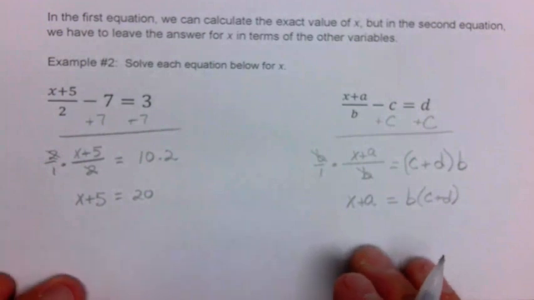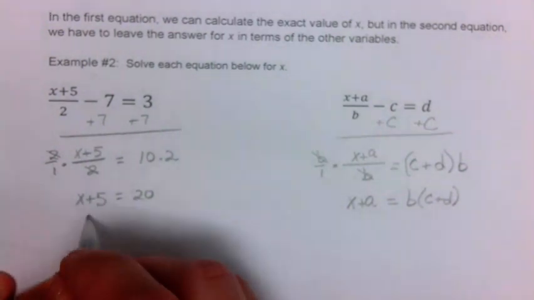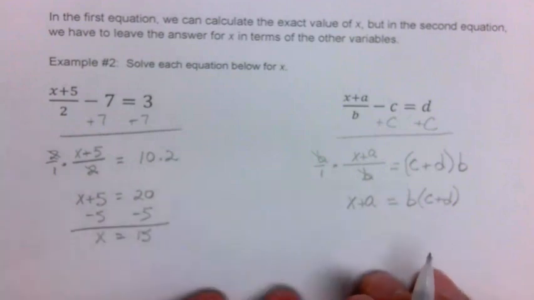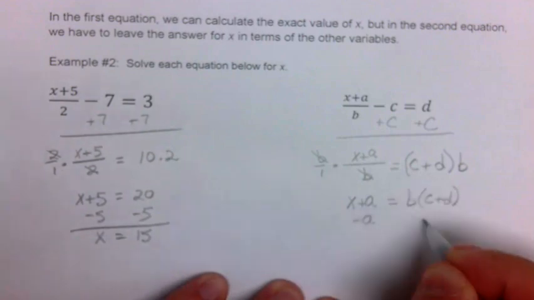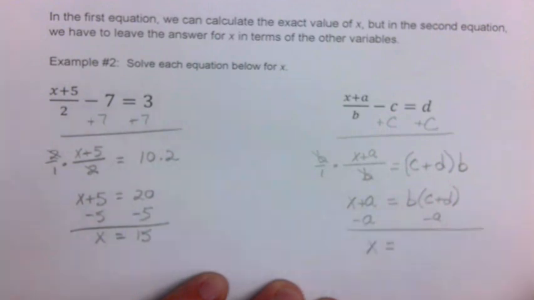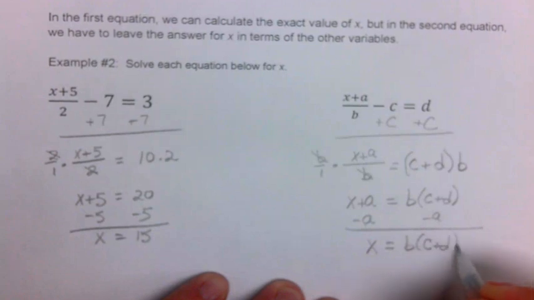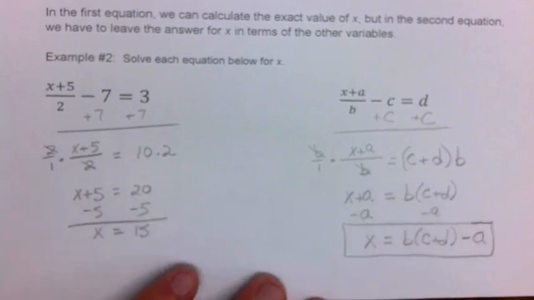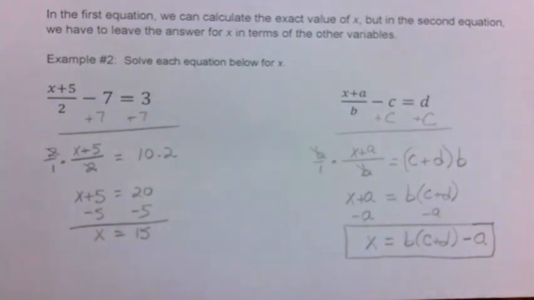Now there's only one thing left to do to isolate x. On the left, we're just going to subtract 5 from each side so that x is 15. And on the literal equation, we're going to subtract a from each side. A minus a is nothing, leaving us with x. And that's going to equal b multiplied by (c plus d) in parentheses minus the value of a. And that is your literal equation solved for x in terms of the other variables. x equals b times the quantity (c plus d) minus a.